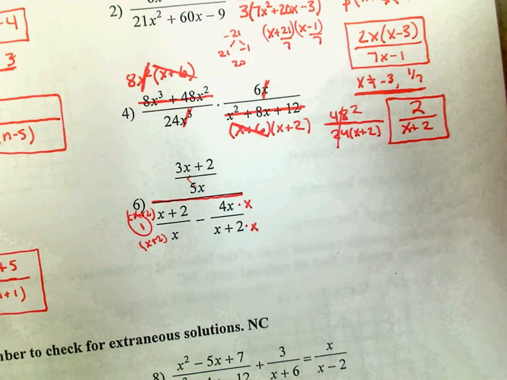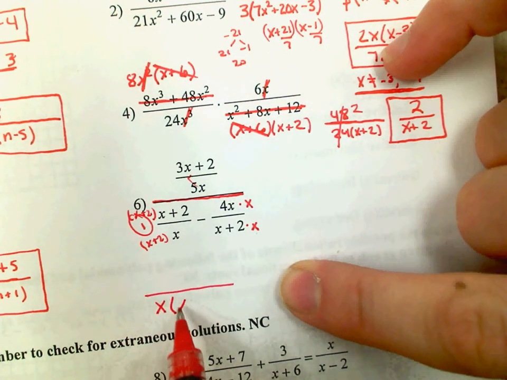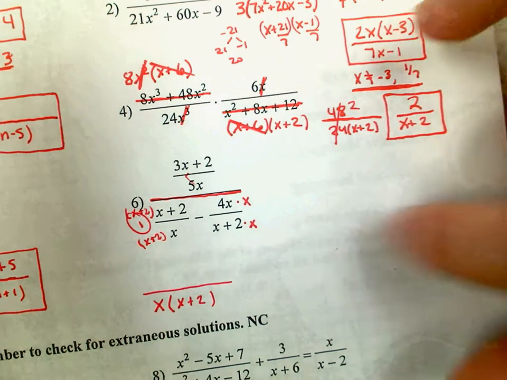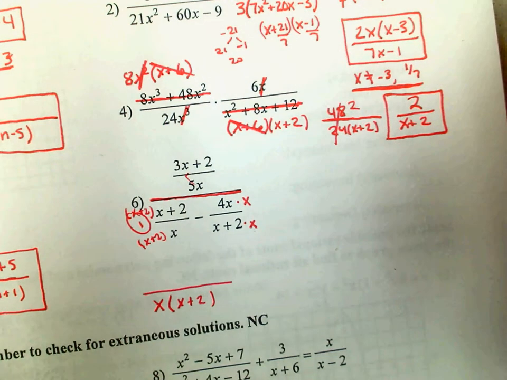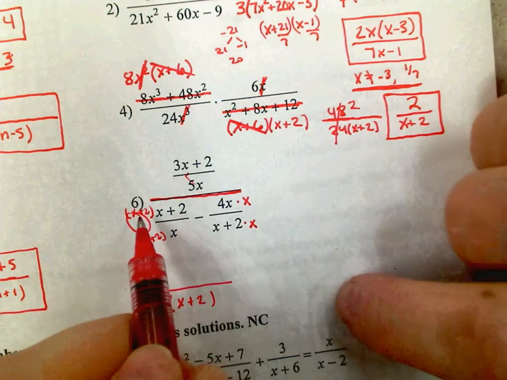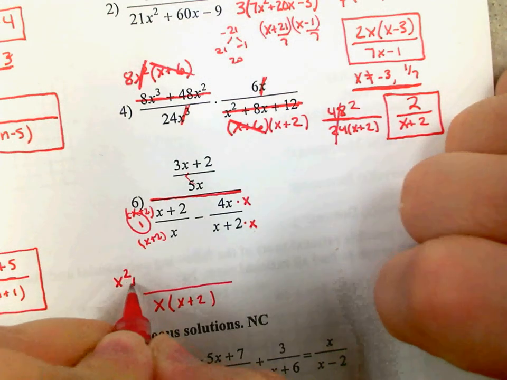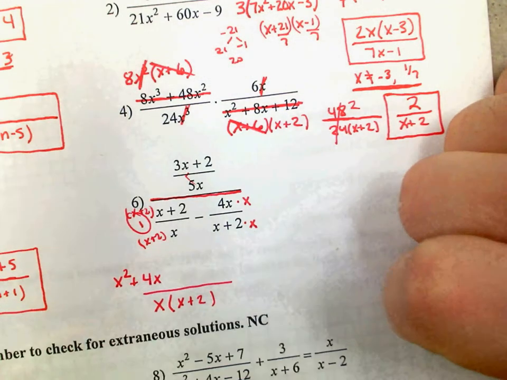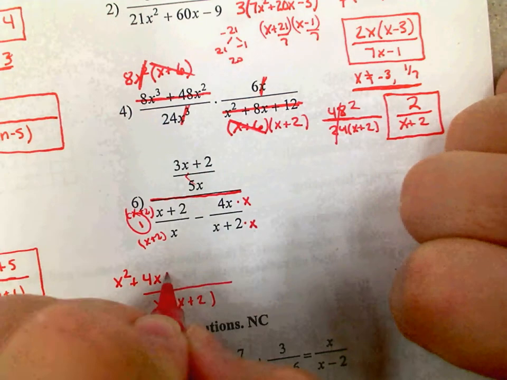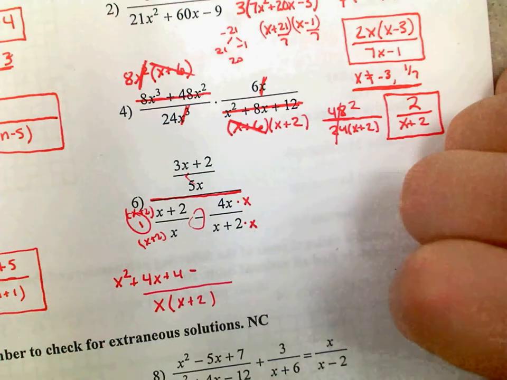Now that makes the bottom of my fraction x times x plus 2. That part's pretty simple. Now the top is where we need to actually do the subtraction. So we need to subtract the left minus the right here, and before we do that we probably want to go ahead and multiply them out. So x plus 2 times x plus 2, that would be x squared plus 2x plus another 2x would be plus 4x. Plus 2 times 2 would be 4. Now, it's a subtraction problem, so minus 4x times x. That's minus 4x squared.